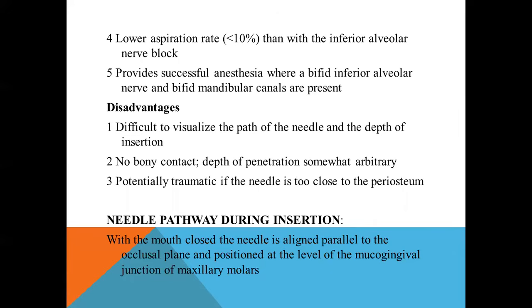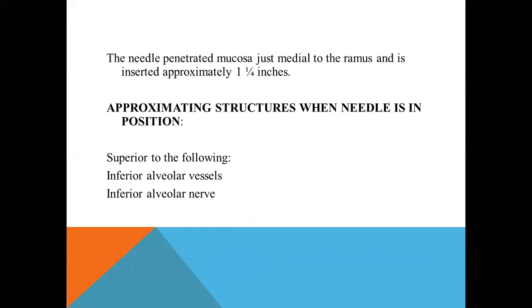Needle pathway during insertion: with the mouth closed, the needle is aligned parallel to the occlusal plane and positioned at the level of the mucogingival junction of the maxillary molars. The needle penetrates the mucosa just medial to the ramus and is inserted approximately 1.5 inches.